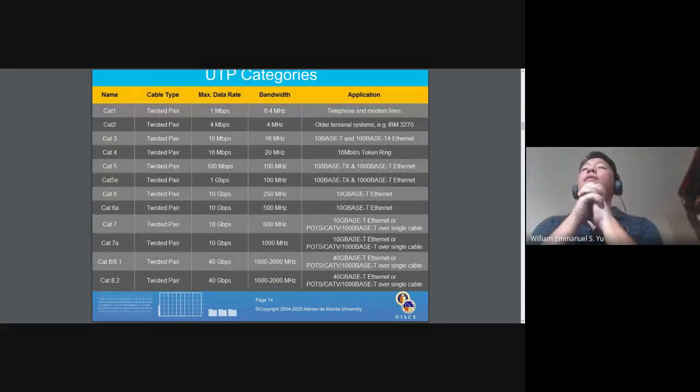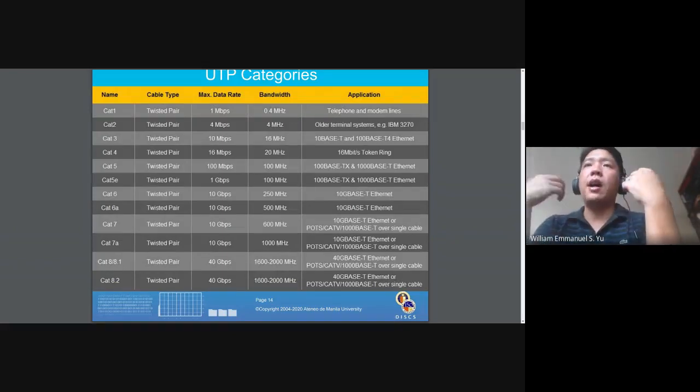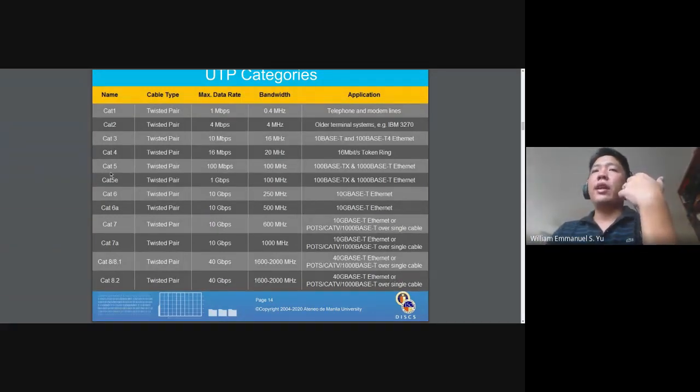So these are the different categories. I mentioned a while ago that the difference between the categories is the amount of twisting. The more twisting, the higher the frequency. So you notice category here, nandito tayo. Most of the things you can buy off the shelf is category 5E.